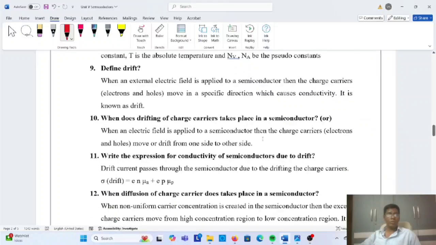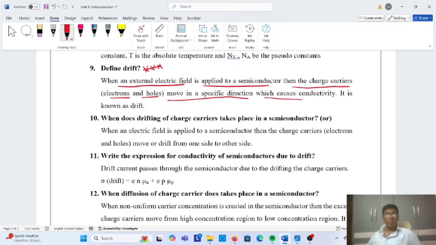Now another important question is: define drift. This question is also important. How can we define drift? When an external electric field is applied to a semiconductor, then what happens? The charge carriers, who are the charge carriers? Electrons and holes are the charge carriers. These electrons and holes move in a particular direction because of the applied electric field, which causes conductivity. This phenomenon is known as drift of charge carriers.